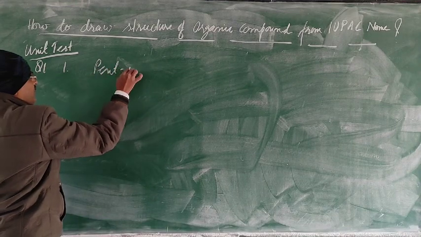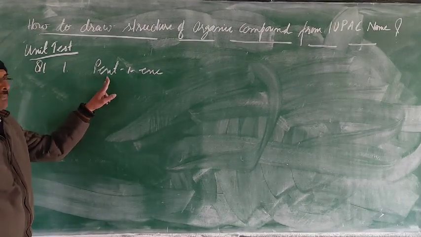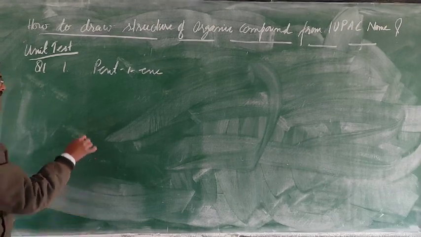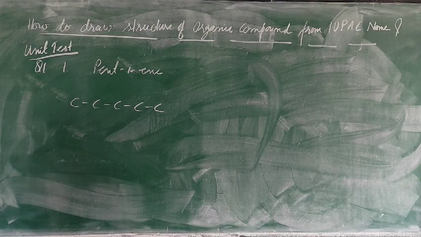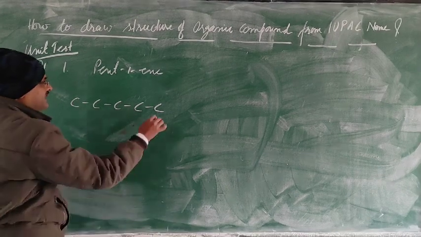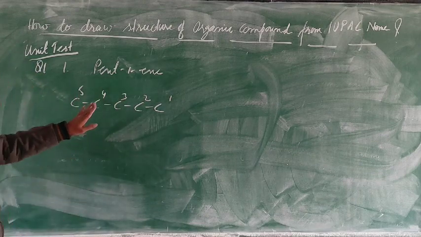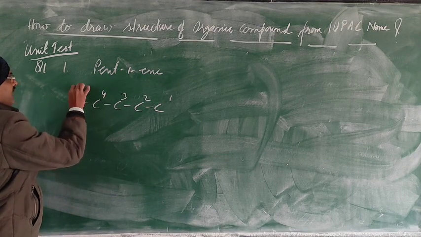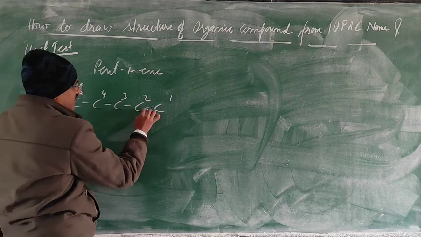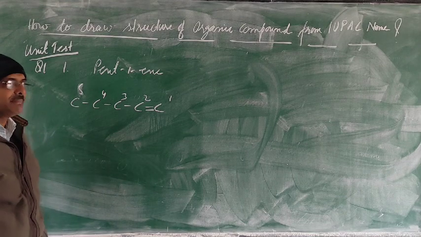Pent-1-ene. Just see what the root word is here. Root word given is pent. Pent means 5 carbon. So make a chain of 5 carbon atoms. Then numbering from any side you can do 1, 2, 3, 4, 5. Then what is given? Ene is given. Ene is used for the double bond, and this ene will be at the first position, so the double bond is at the first carbon, between first and second.